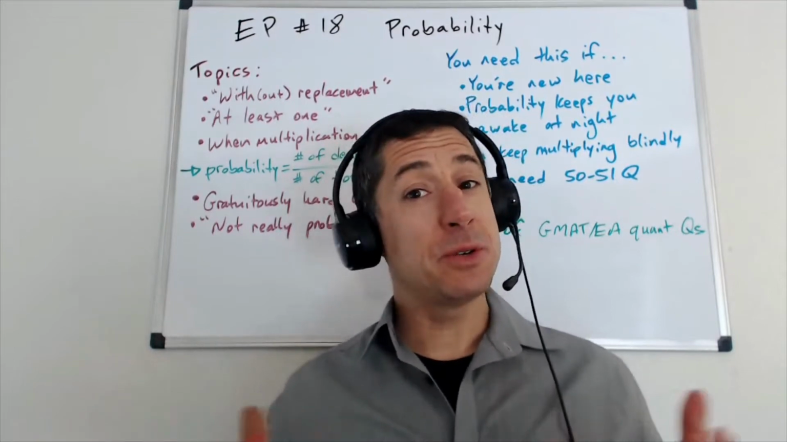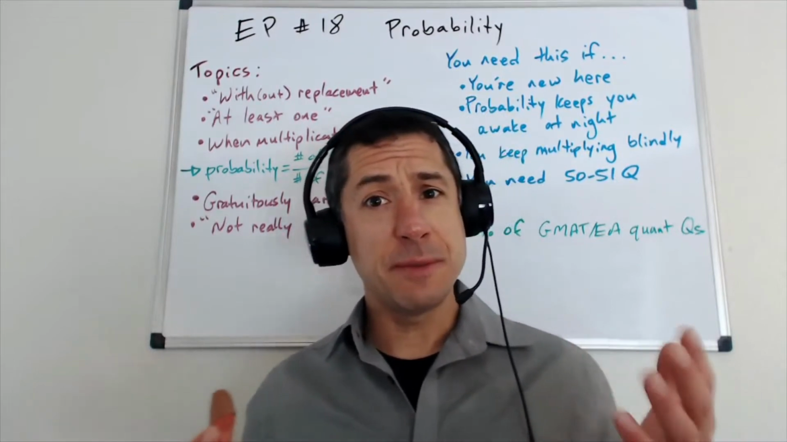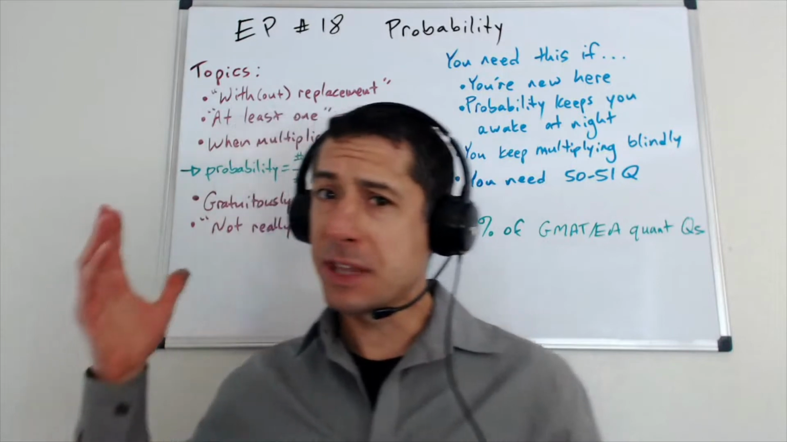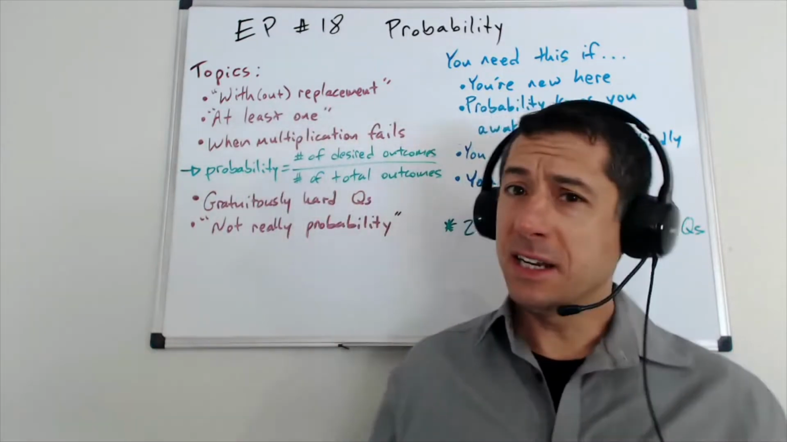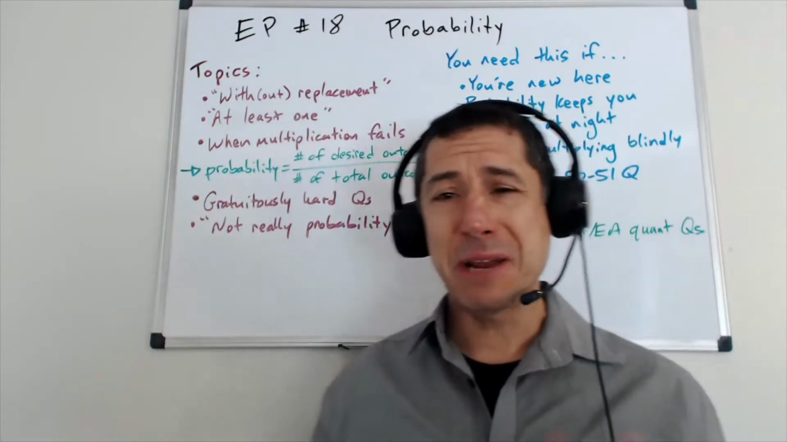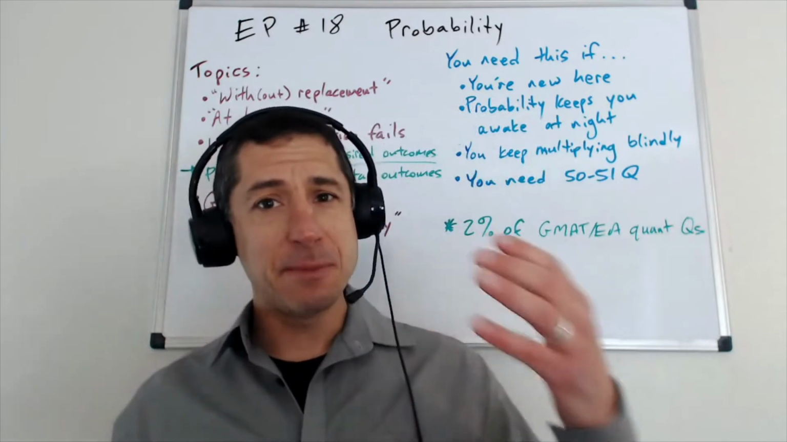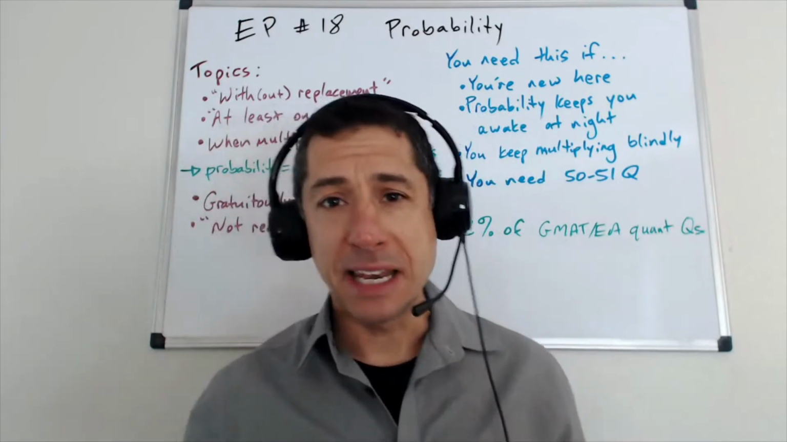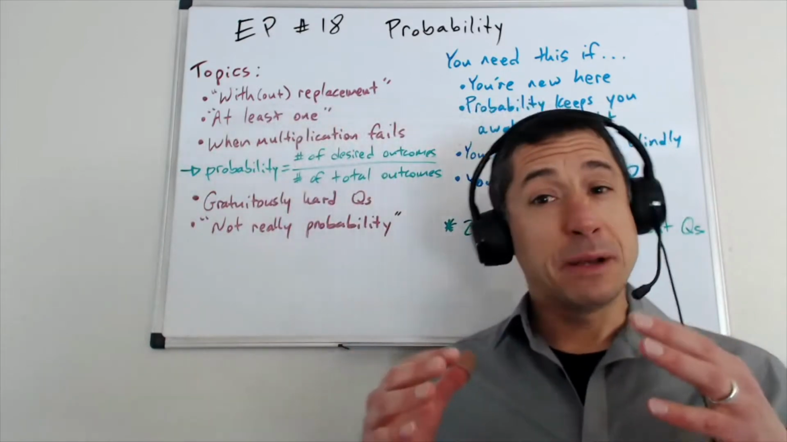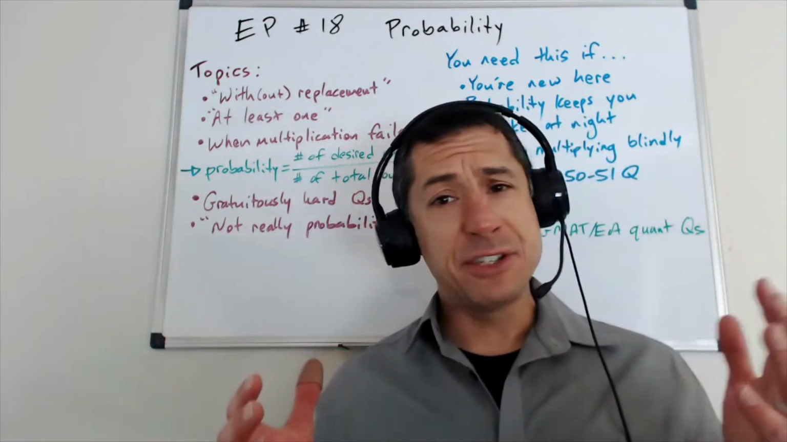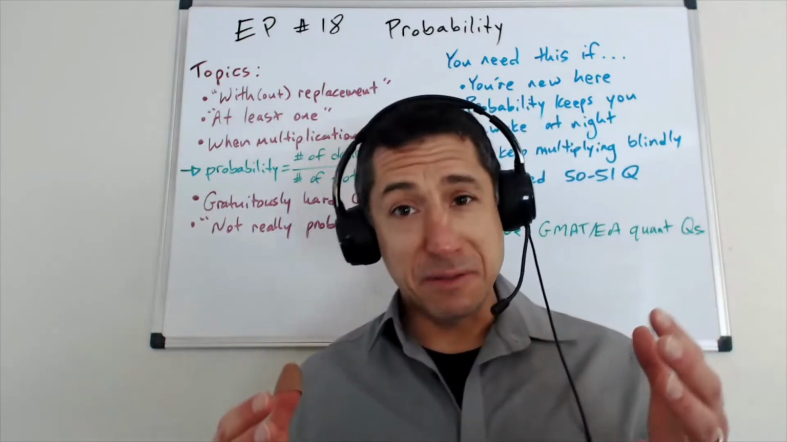Welcome to episode number 18 in our comprehensive GMAT and Executive Assessment Quant series. Absolutely everything you need for either of those exams in a nice, not too short video series. Today we're going to talk about probability, arguably the most anxiety-inducing topic on the GMAT. Can't say this enough. It's only about 2% of your quant questions on the EA and the GMAT, not something that deserves that level of anxiety.